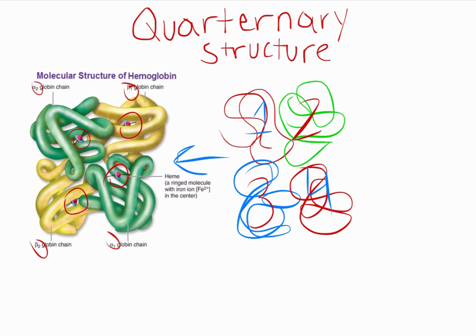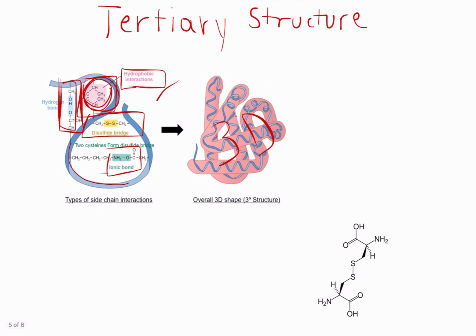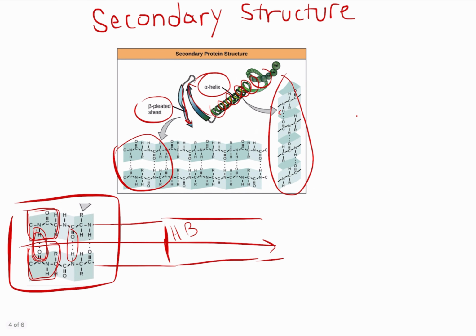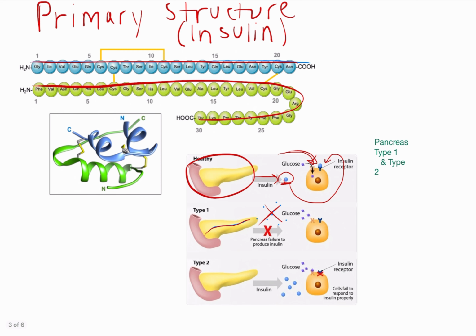So just to recap, we have quaternary structure. An example is hemoglobin, which transports oxygen into the bloodstream. We have tertiary structure. We think of interactions between all the R groups, right? Continuing to fold and make this 3D structure. We have secondary structure, which there are interactions between the backbones of these amino acids via hydrogen bonding, forming beta pleated sheets and alpha helices. Then we have primary structure. An example is insulin, where it's just basically a basic sequence of amino acids.